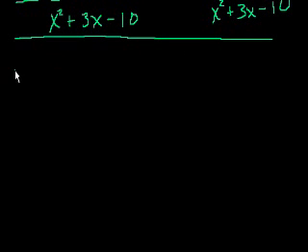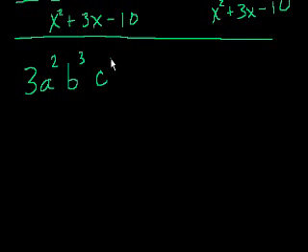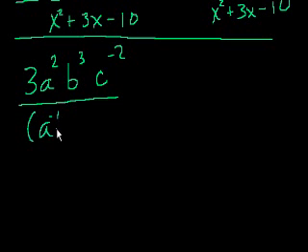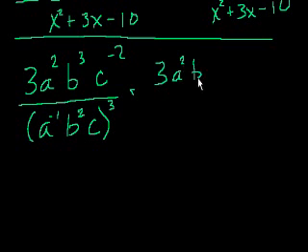What is a simplified form of 3a squared b to the third c to the minus 2, all of that over a to the minus 1, b squared, c, and all of that is to the third power? Let's get into simplification mode. So this bottom part we can re-simplify as 3a squared b to the third c to the minus 2.